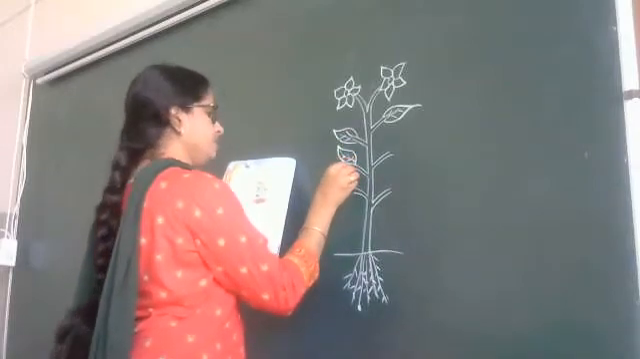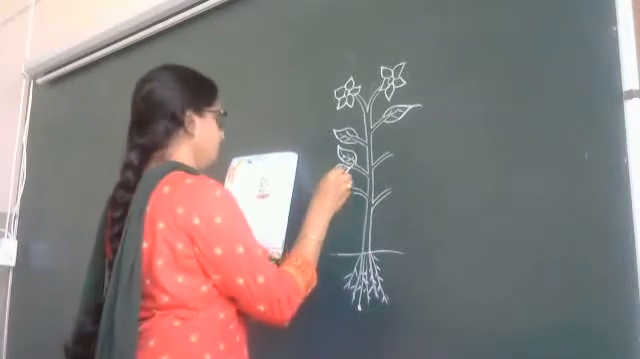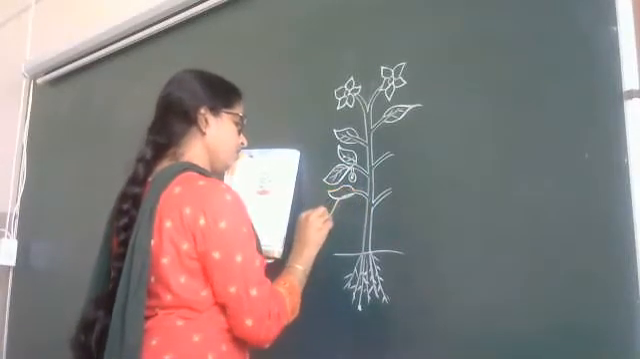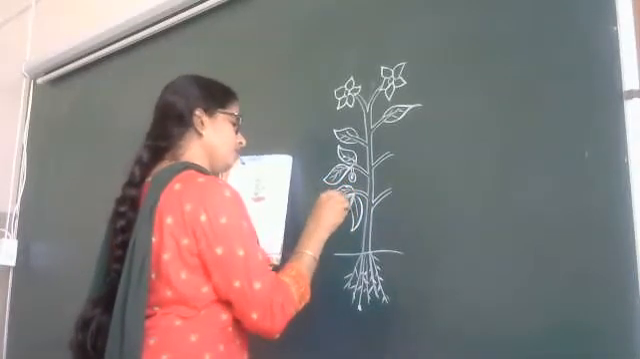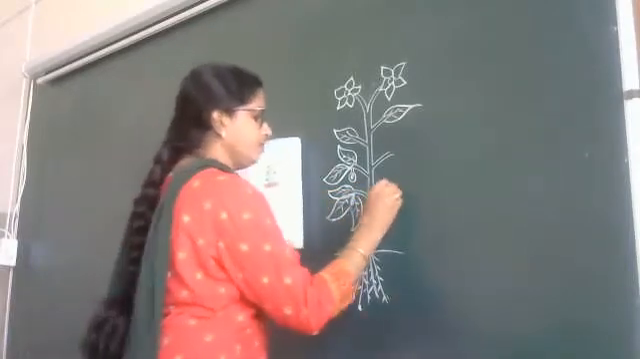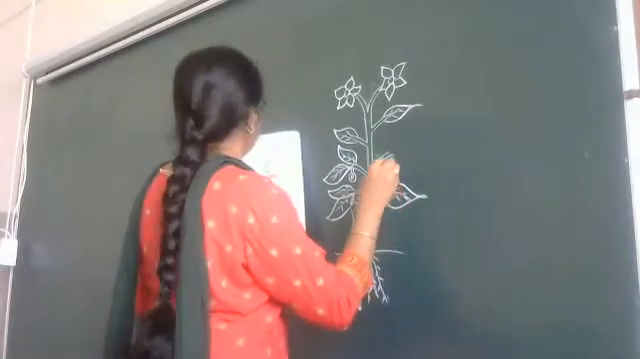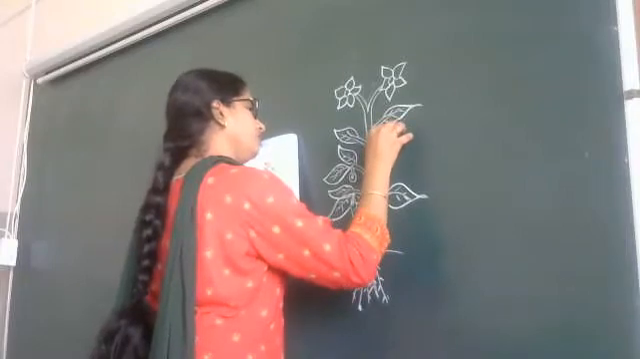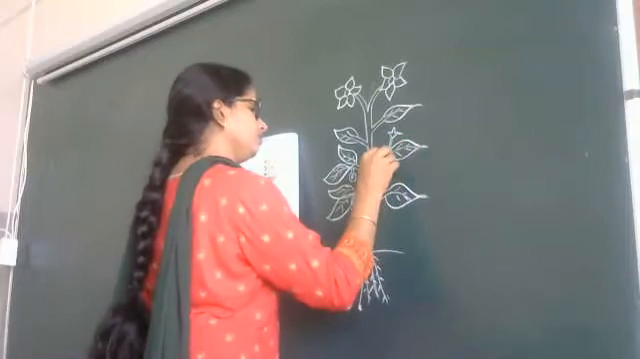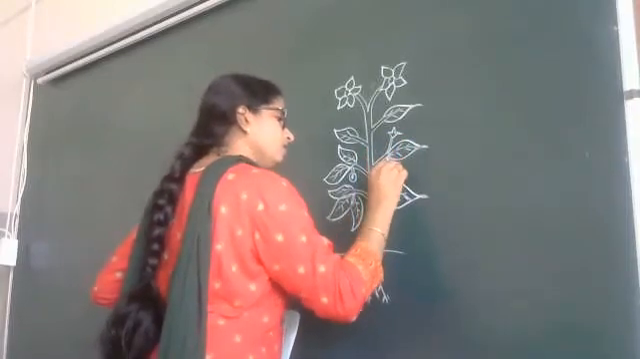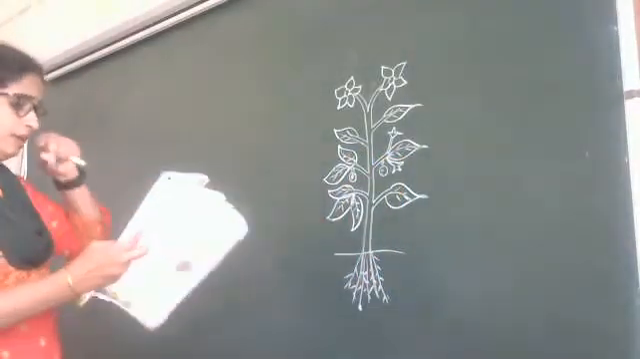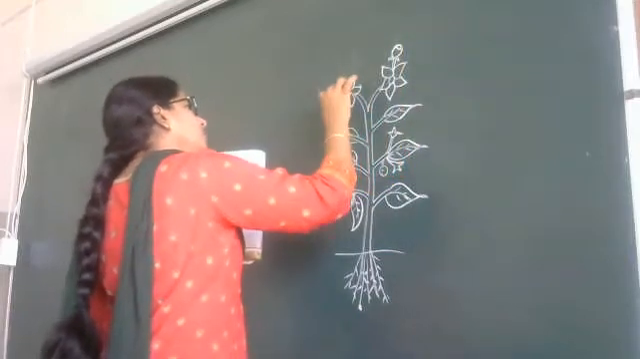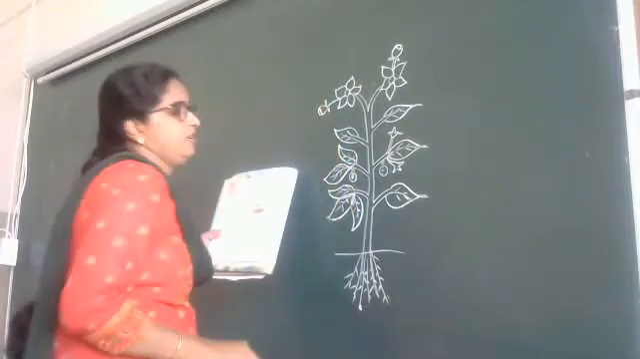This is leaves. Fruit. What is it? Plant. It is a plant. See, the plant is ready.